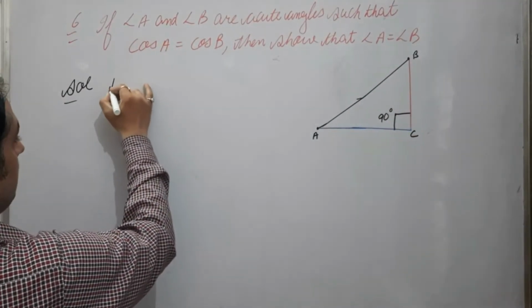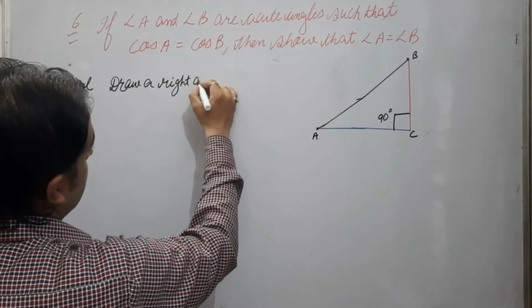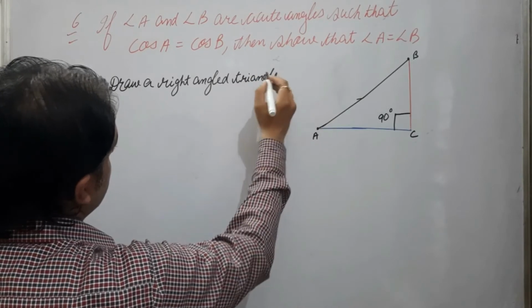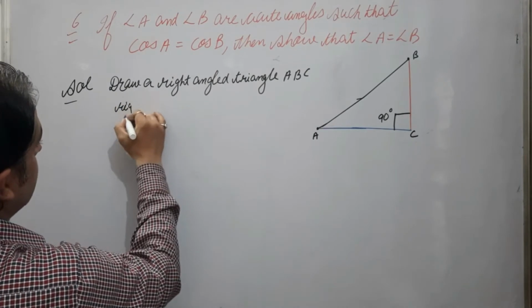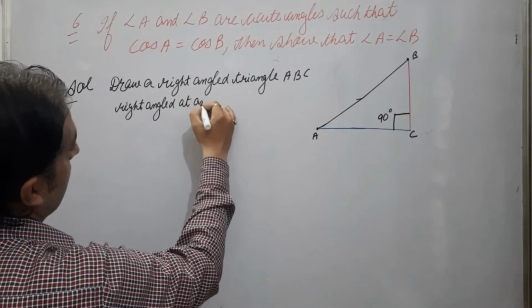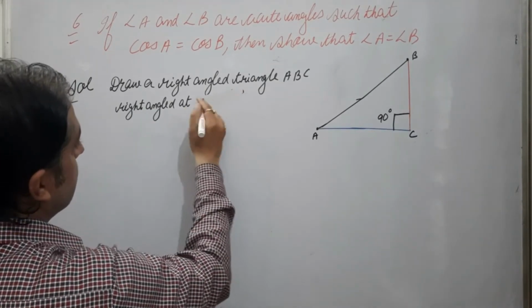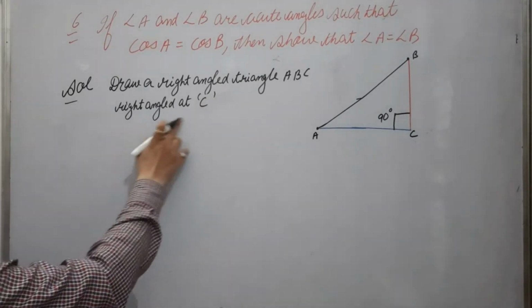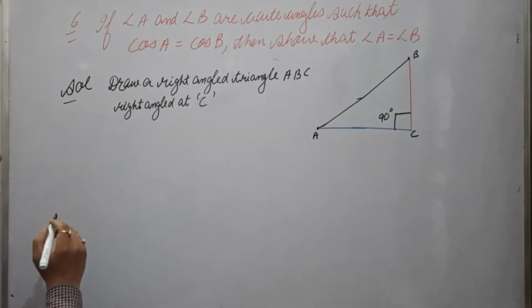So firstly draw a right angle triangle ABC, right angle at C. You can write right angle at C. So draw a right angle triangle ABC, which is right angled at angle C. A and B are acute angles, right?